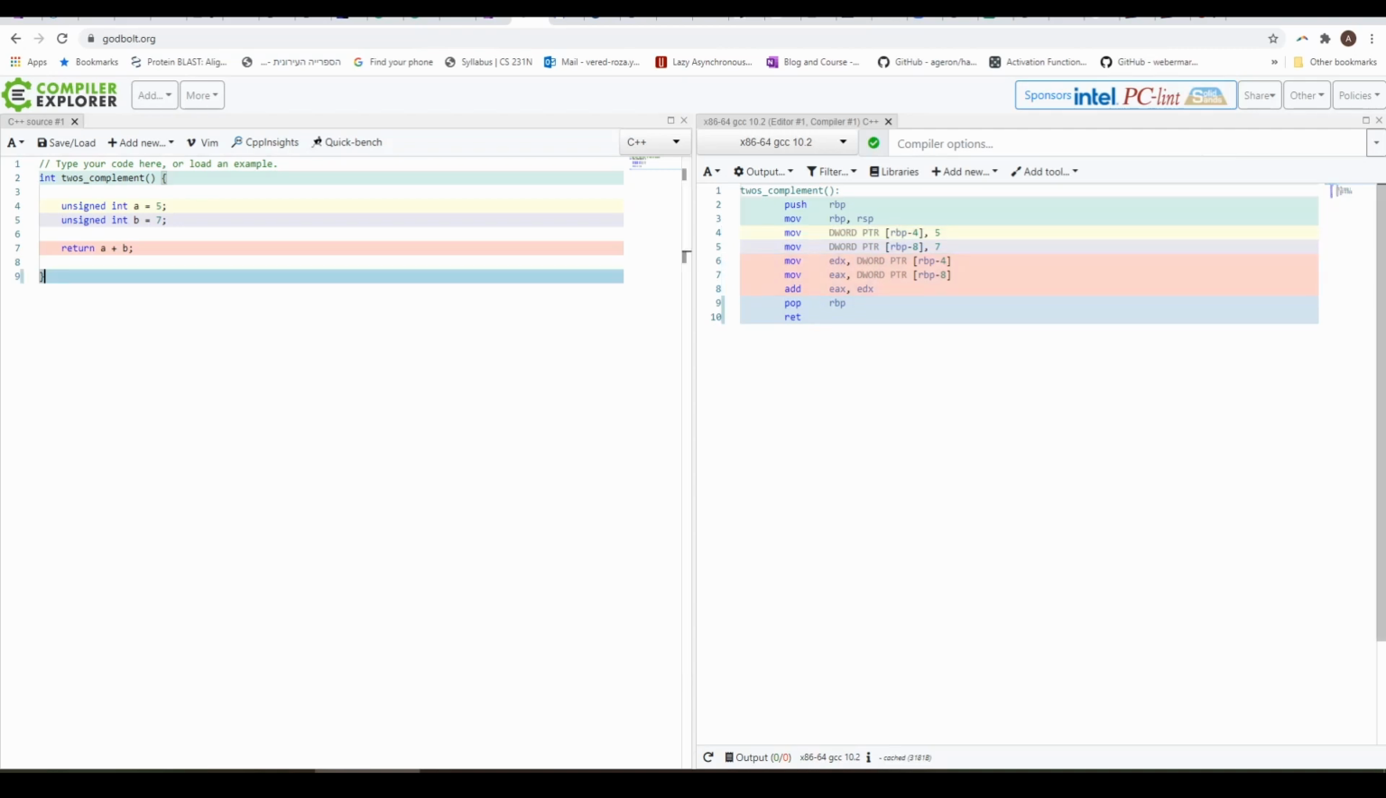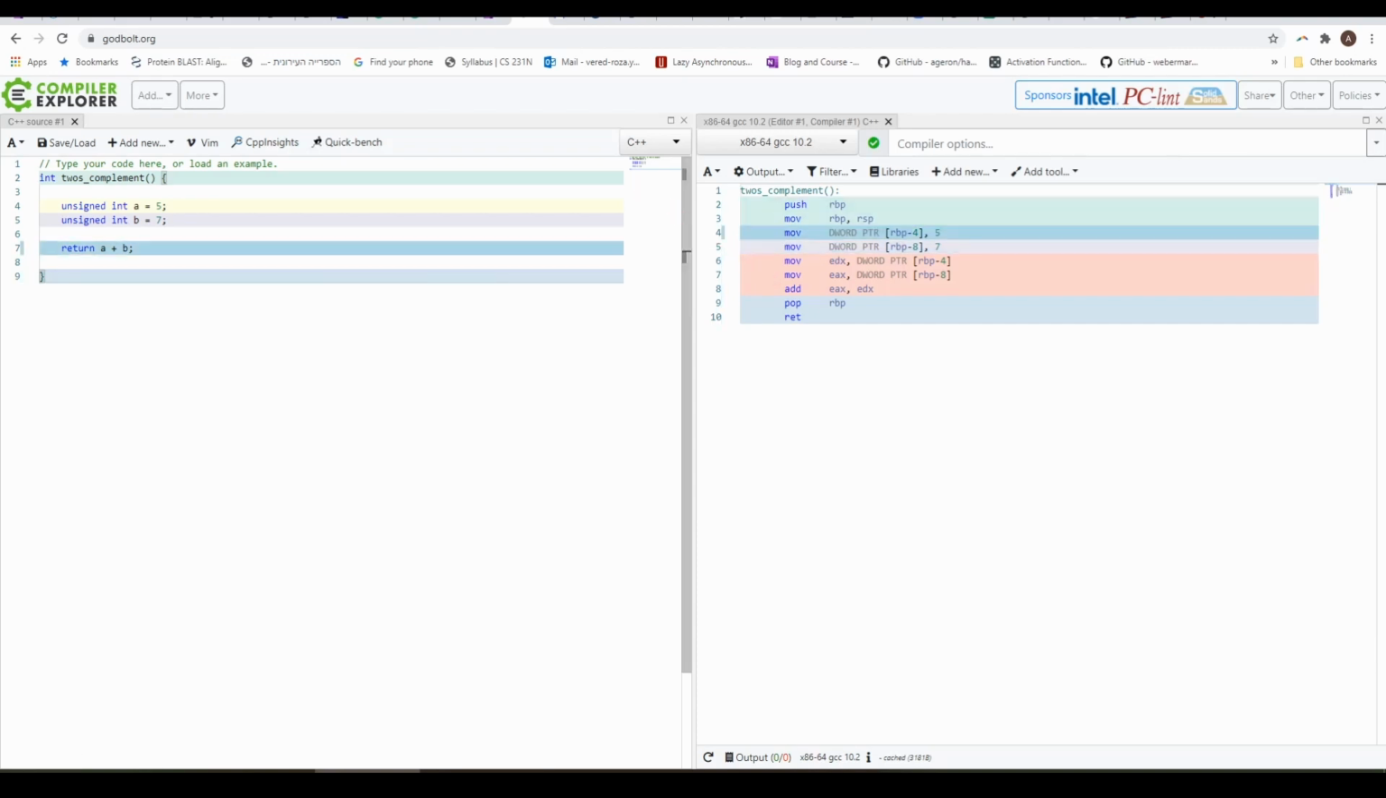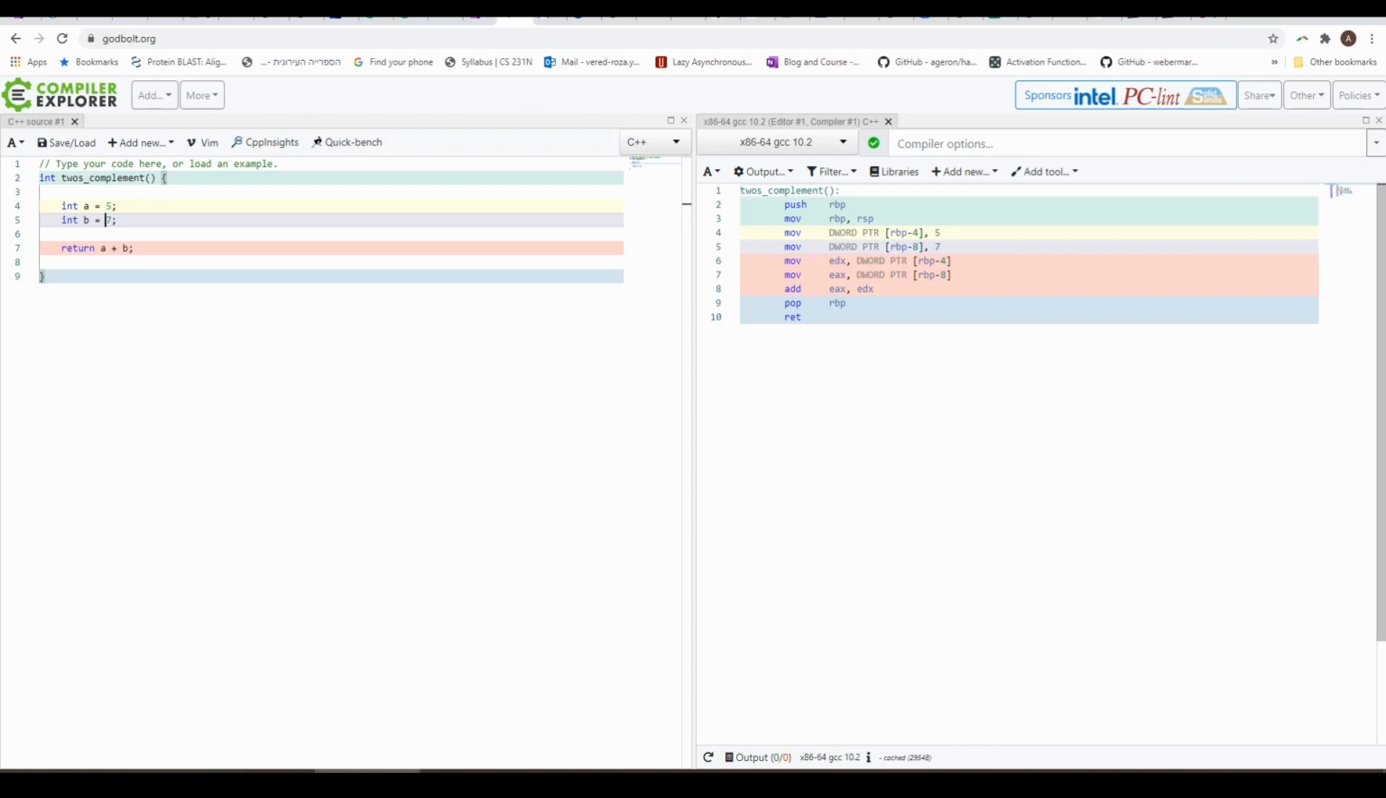And on the right, you can see that this translates to moving the numbers into EDX and EAX, and then adding them together with the instruction add. Now if I go here and I remove the word unsigned, and I'm telling the compiler that now those are signed numbers, you can see that there is no change in the binary product on the right. We're still using the add instruction in order to implement this.